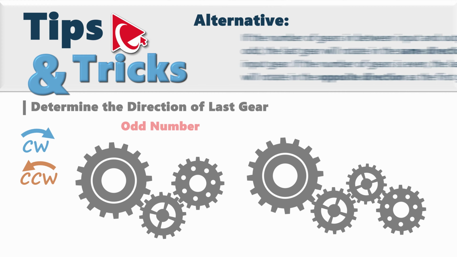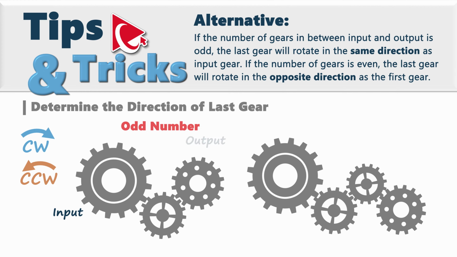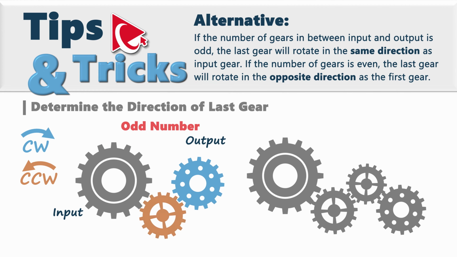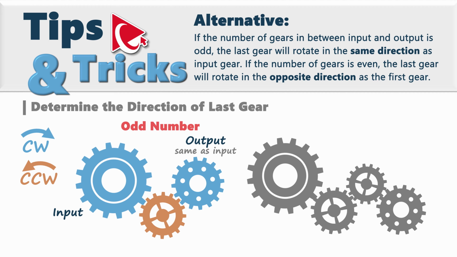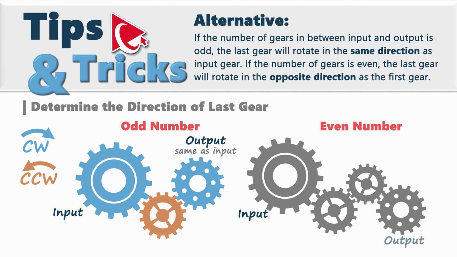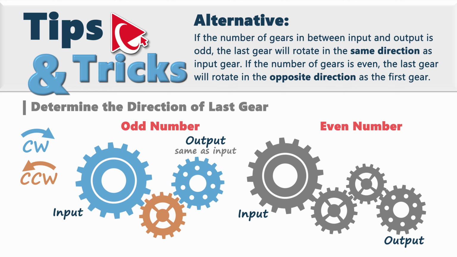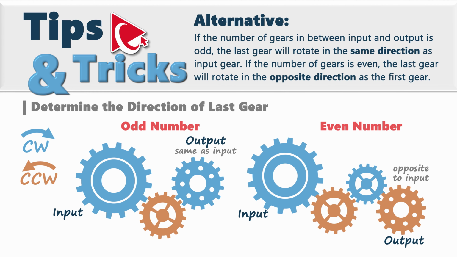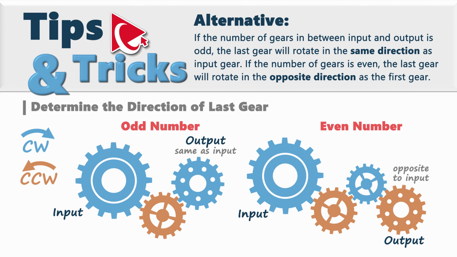Let me show you an alternative way you can solve it faster. For example, if the number of gears in between input and output is odd, the last gear will rotate in the same direction as the input gear. On the other hand, if the number of gears is even, the last gear will rotate in the opposite direction from the first gear. Let's look at the example.